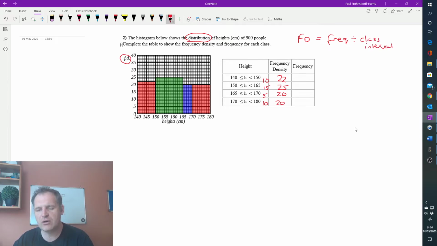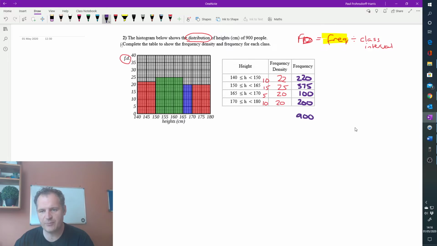I try and hold dear to everyone that to reverse things, to work backwards, if we want to know what the frequency is, we're going to need to times, because it's the opposite of dividing. So therefore, I've got 22 times 10 is 220. 25 times 15 is 250 plus 125 is 375. 100 and 200. It's 900 people.